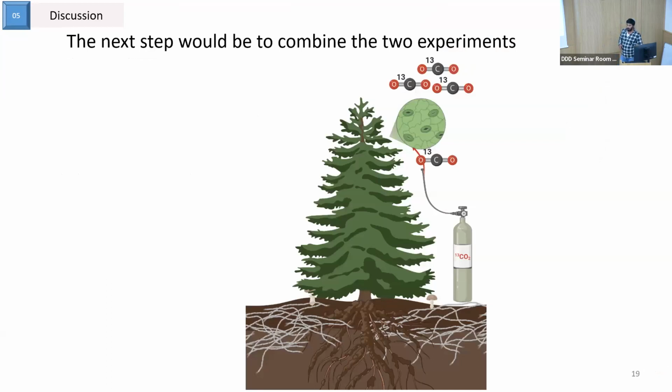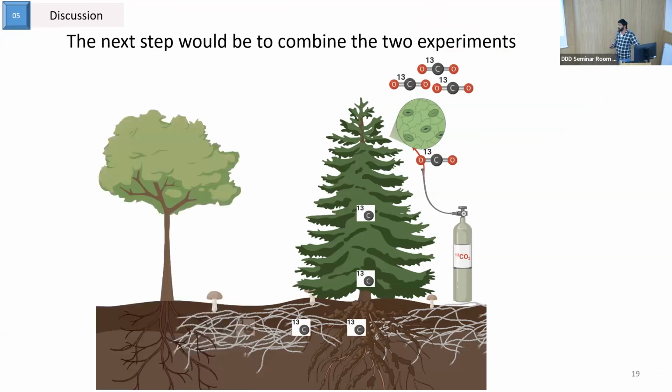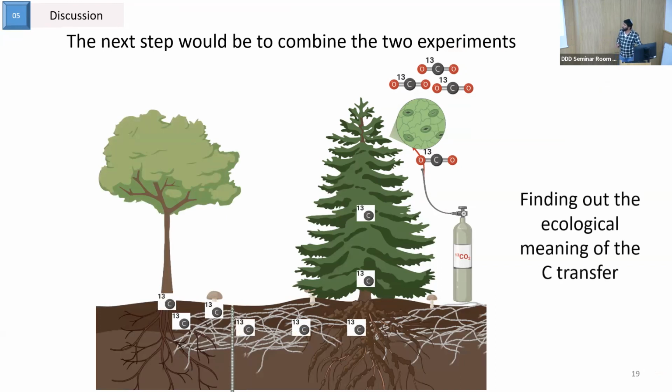Next, we want to combine these two experiments together in the forest, labeling again with carbon-13 and trying to trace also the metabolites that are transferred to an adjacent tree in the forest. Hopefully, this could help us achieve the goal of finding out the ecological meaning of this carbon transfer.